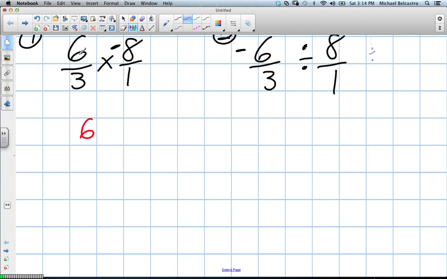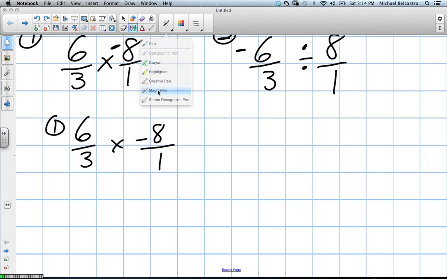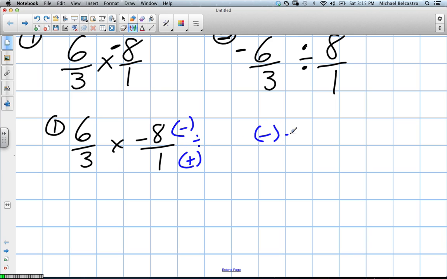Number 1. 6 over 3 times, it looks like negative 8 over 1. So it looks like the negative is applied to the top term. But really, what does this fraction mean? What's that sign mean? Division. So I want to talk about this. This is a negative term divided by a positive term. What was the rule when we had a negative divided by a positive? It would be negative.